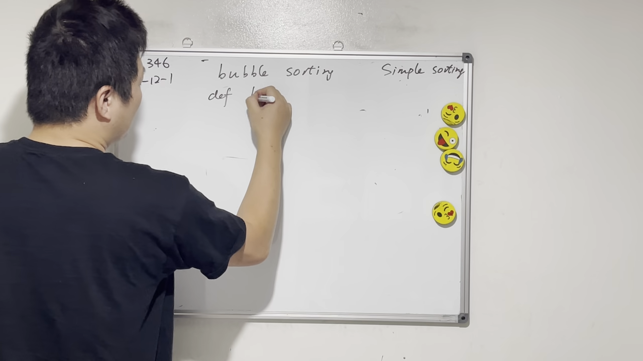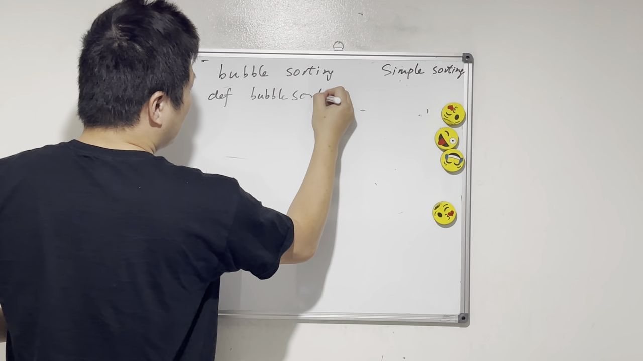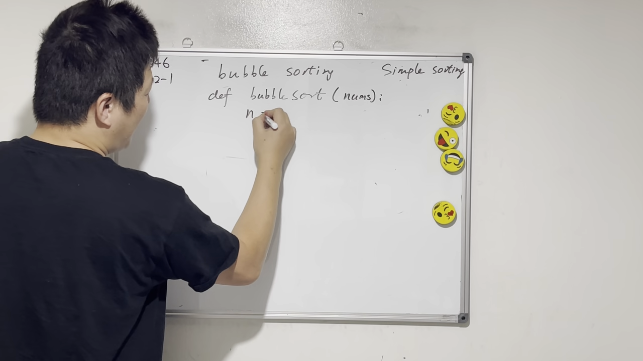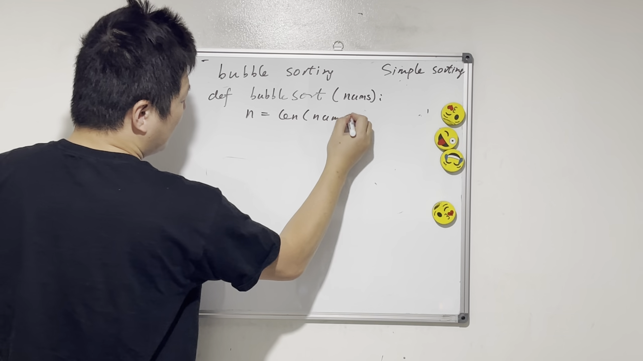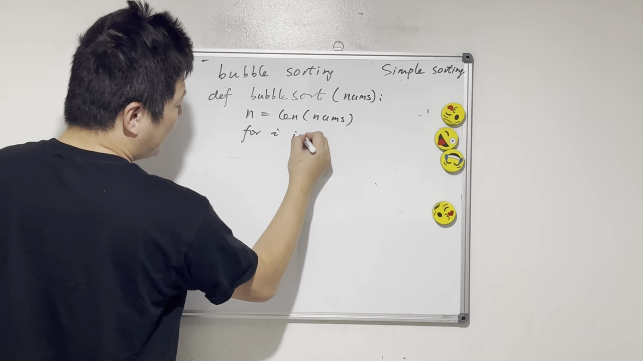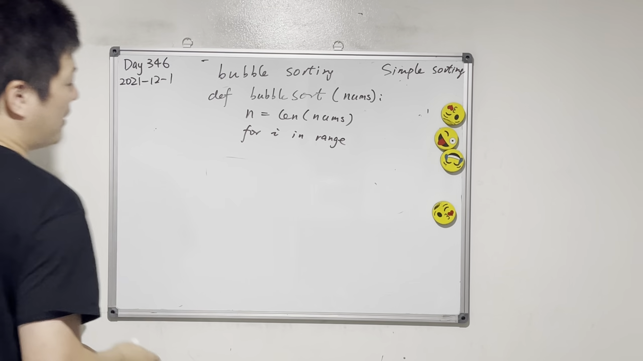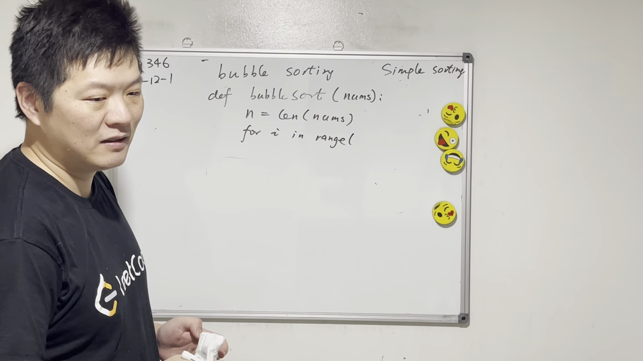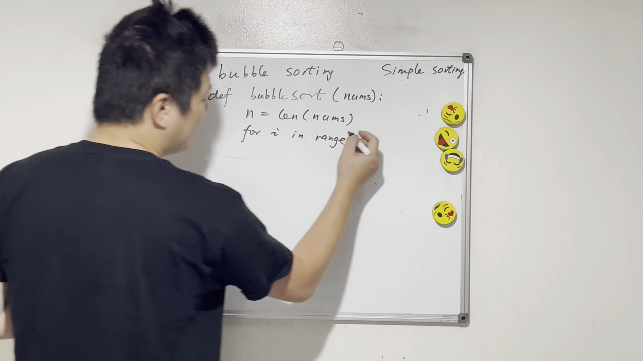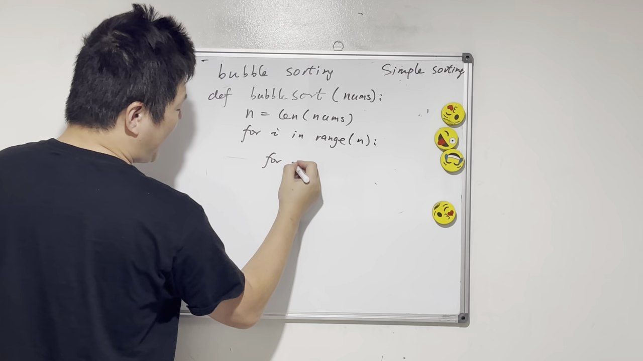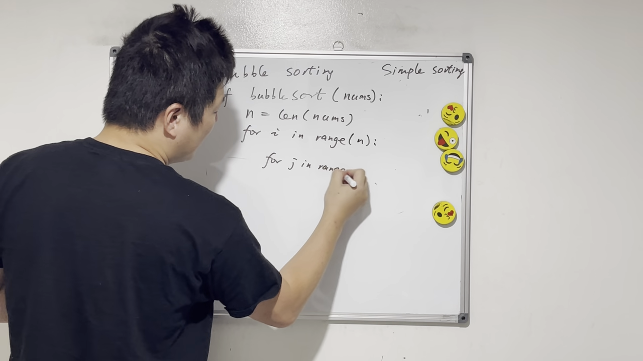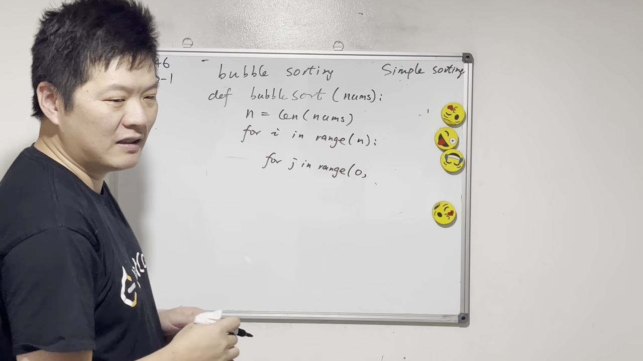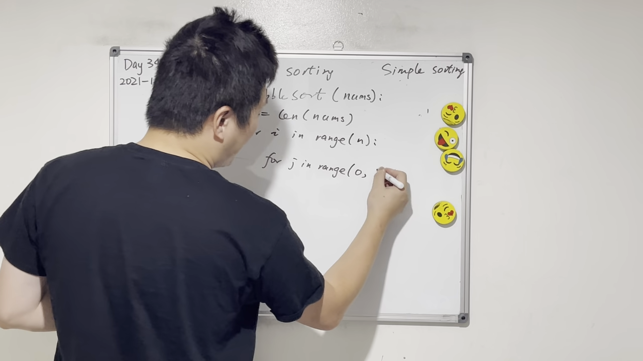So define bubble sort with nums. First of all, we need to get the length of the elements, n equals length of nums. Then for i in range n. Now I have to do for j in range, starting from zero, to n minus i minus one.